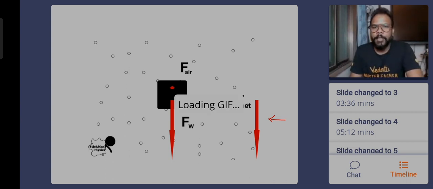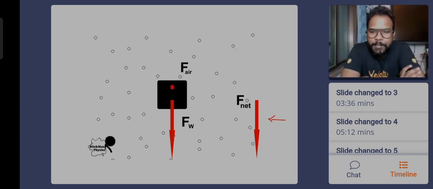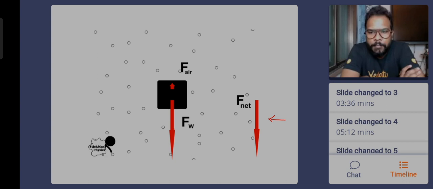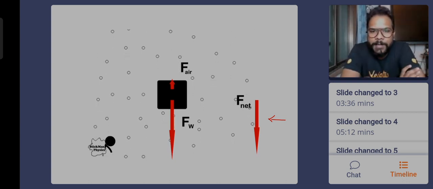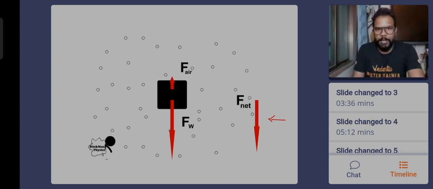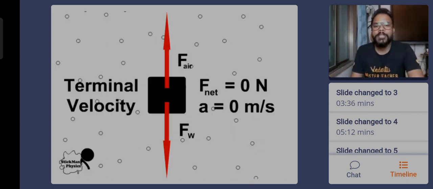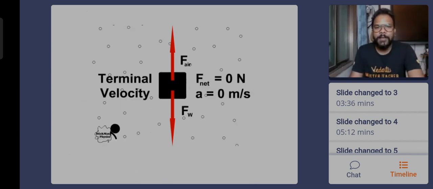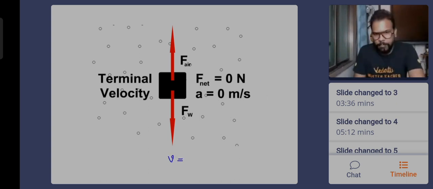Okay, keep an eye on the force. Everyone is able to see the animation here? Everybody, right? So see that the net force is almost becoming zero in that case. This is the situation where we can say that the body has achieved a constant velocity. This is the situation where acceleration becomes zero. Net force acting on the body becomes zero, and the velocity of the body becomes a constant.